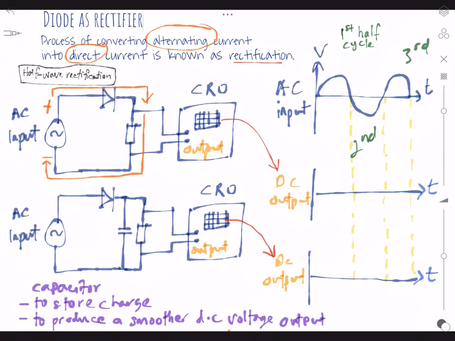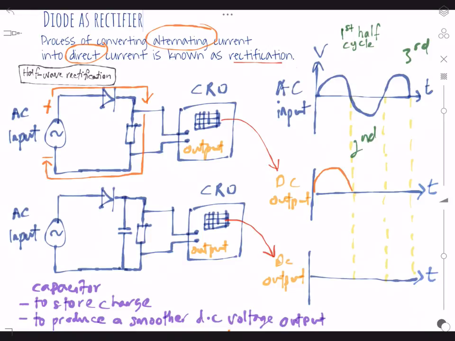It will pass through the diode, move across the resistor, and go back to the power supply. When current flows through the resistor, there will be a voltage across the resistor, and the voltage is measured by the CRO and displayed here. So when current flows through the resistor, the CRO will measure voltage.